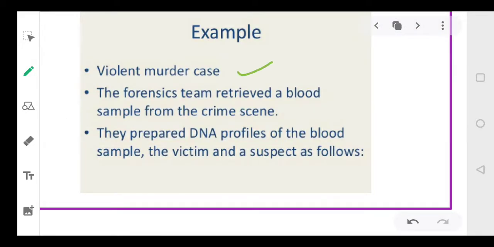Now this technique is extensively used in murder cases, right? From the crime scene, the samples will be collected and then they are matched with the criminal record, and then it is easy to detect who has done this crime. In the police department there is also a forensic team. This forensic team will trace the blood sample from the crime scene, and then they will prepare the DNA profiles, and then these DNA profiles are matched with the victim and the suspect, and if they match, then obviously your suspect is the criminal.